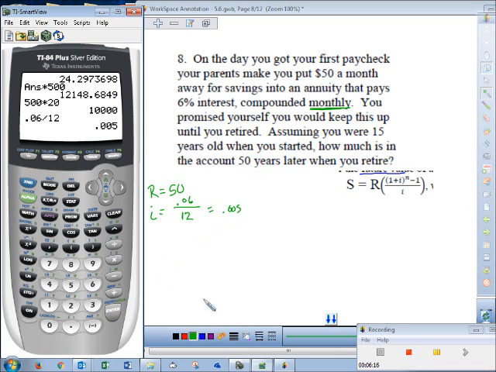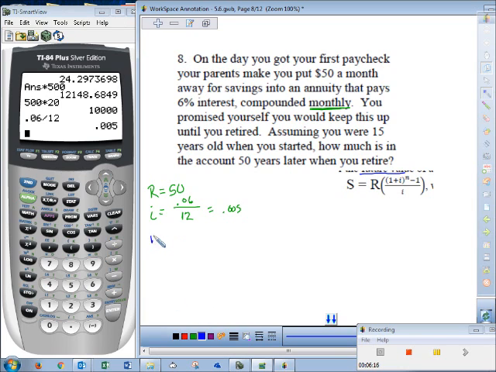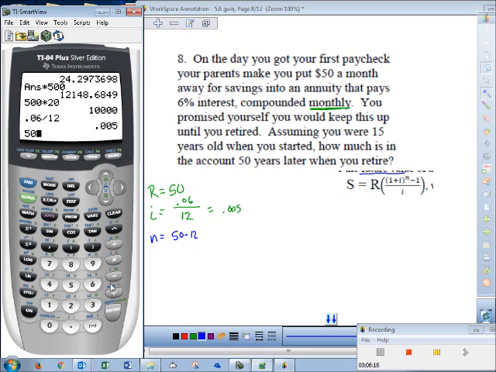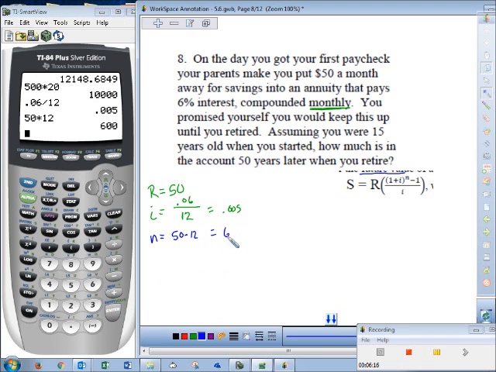And then I need to know the number of periods. We're going 12 times a year, right, for 50 years. So 50 years times 12. We've got 600. That's a big fat winner. So 600 different times we're going to put 50 bucks a month away and we're going to earn interest on that. So let's see how much we get when we retire.